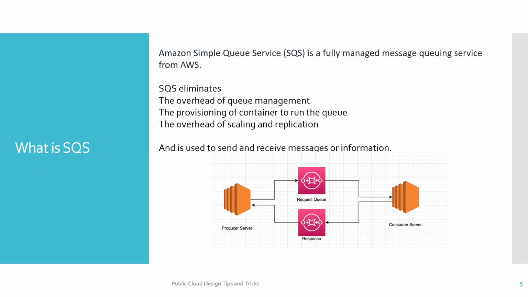What is SQS? Amazon Simple Queue Service is a fully managed message queuing service from AWS. SQS eliminates the overhead of queue management, the provisioning of containers to run the queue, and the overhead of scaling and replication of queues and messages. And this is used to send and receive messages or information.